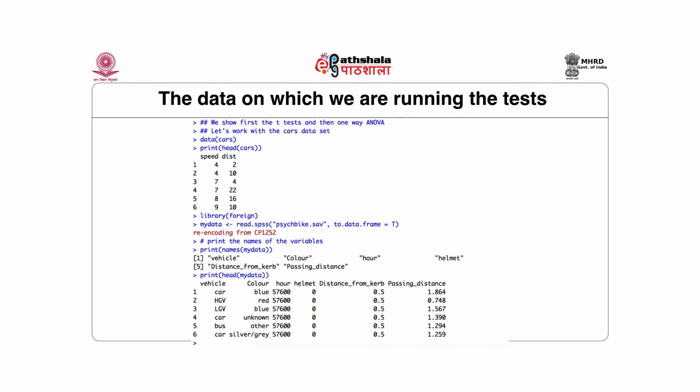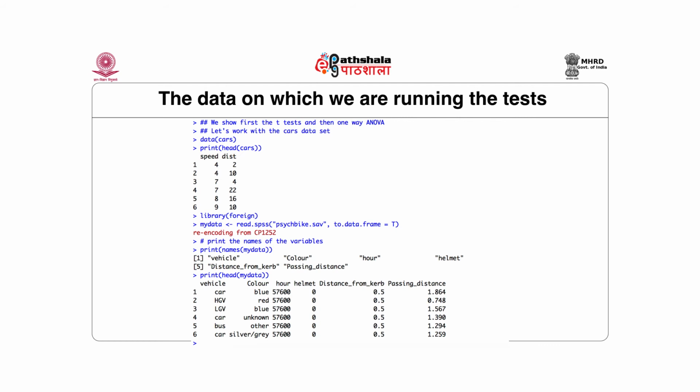So that's one data set, which is an inbuilt data set that comes with a standard R installation. The second one is one in which we use a package called the foreign package, and we are reading the contents of the foreign package.